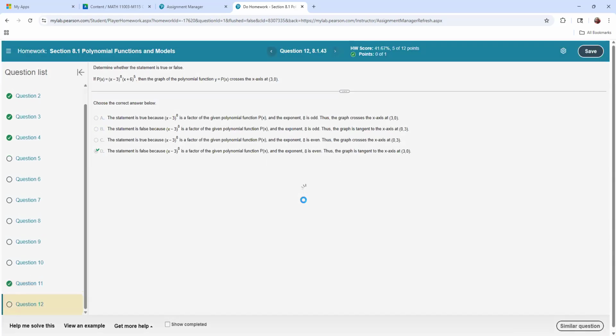And let's do this last one. All right, so look, they're giving me P of x equals x minus 3 to the 5th, x plus 5 to the 4th. They're saying the graph is tangent to the x-axis at negative 5, 0. Is that one true or false?